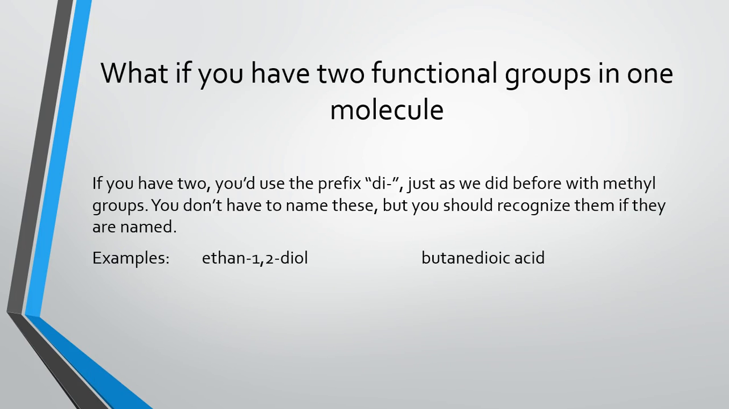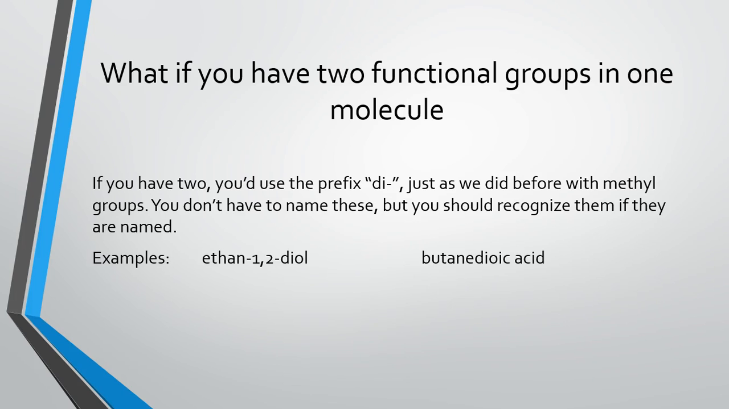Now, you will sometimes see examples where you have two of the same functional groups in one molecule, okay? Now, if you were to name these, you'd have to use the prefix di, just like we did before when we had two methyl groups, like 2,3-dimethylbutane. You are not going to have to name these, but you should be able to recognize them if they're named. And I think most of you would probably agree that you could draw these, okay? That's the great thing about organic nomenclature. It really does give you a pretty easy to follow roadmap.